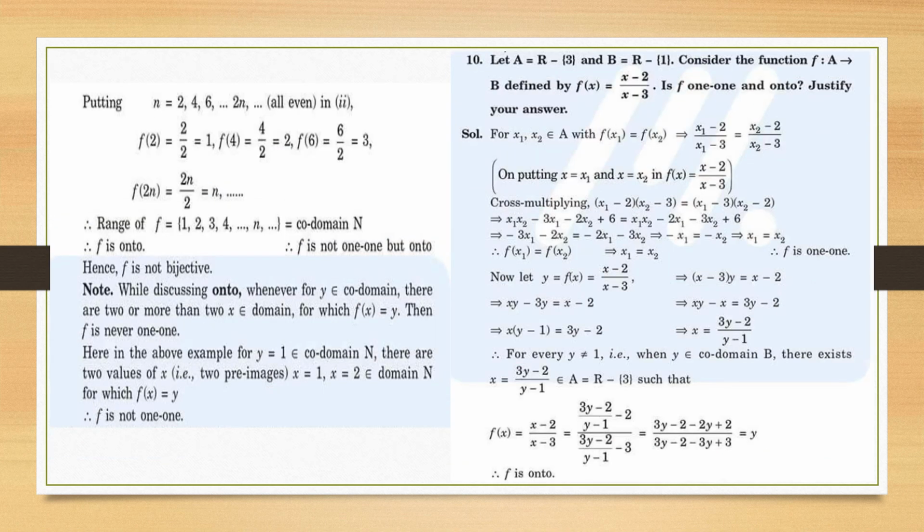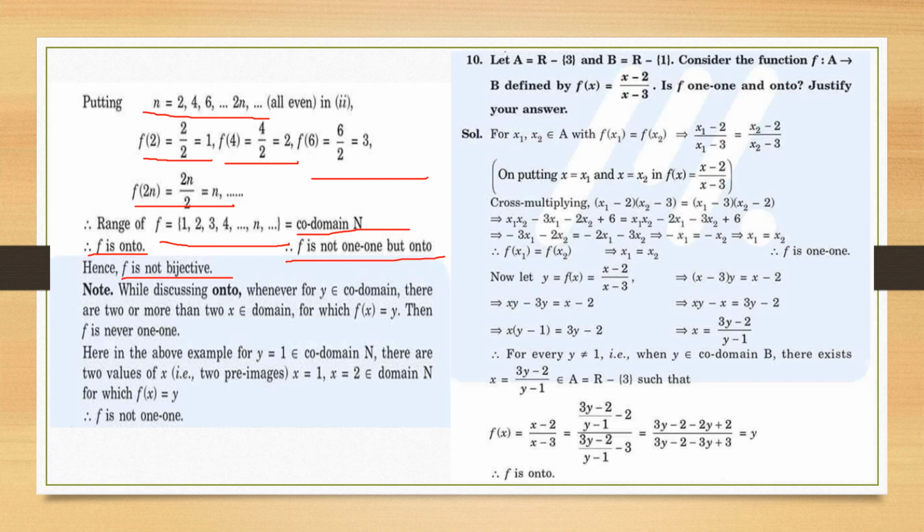Right. So let us take n as even, like 2, 4, 6, 2n. f of 2, now the formula is n by 2, so 2 by 2 is 1. f of 4 is 4 by 2, which is 2. f of 6 is 6 by 2, which is 3. f of 2n is 2n by 2, which is n. So the range is 1, 2, 3, and so on, up to n, which is your codomain N, right? So this function has range equal to codomain. That means my function is onto. So it is not one-one but onto. So it is not bijective, because for being bijective it should be both one-one and onto.